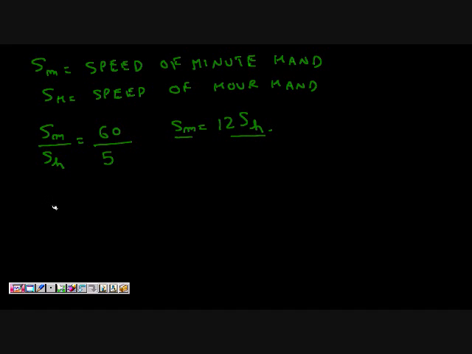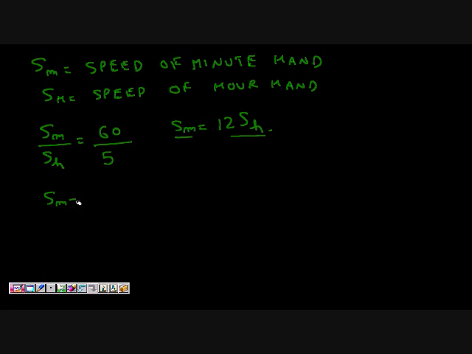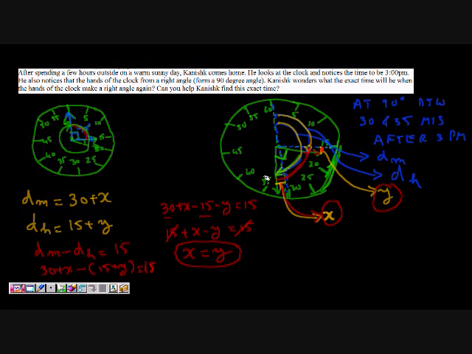Now let's say we know that dm is the distance that the minute hand needs to travel in order for the two hands to be perpendicular to each other. So we can say speed of m is dm divided by t, distance traveled by the minute hand divided by t. Let's say t is the time taken by the minute hand to travel distance dm. And in the time that the minute hand travels distance dm, the hour hand travels distance y.